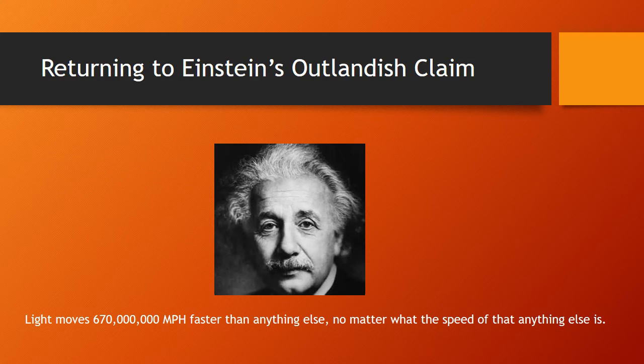Now, of course, no car can do what Mr. Lightning claimed his car could do. But Einstein's claim about light was quite similar and equally nonsensical and equally problematic. As stated at the beginning of this session, Einstein claimed that light moves 670 million miles an hour faster than anything else, no matter what the speed of that anything else is. This is just like the claim made by Mr. Lightning about his car, except the speed involved is about 100 million times faster.